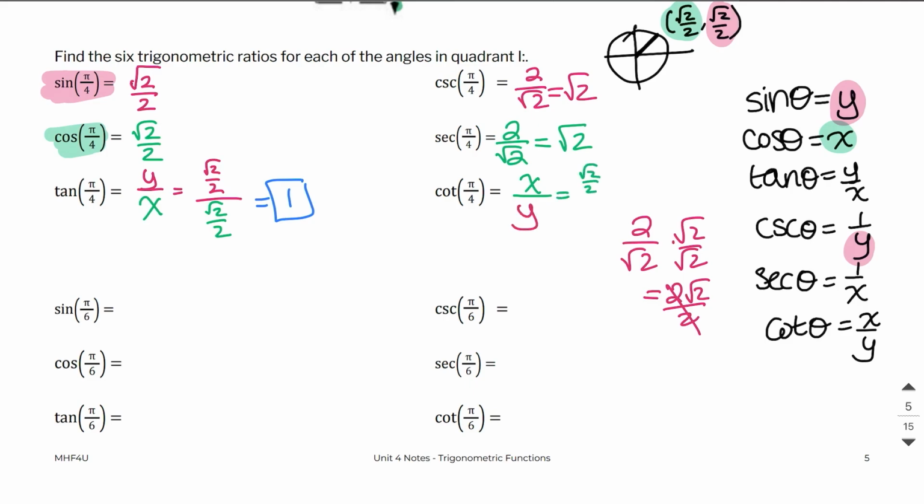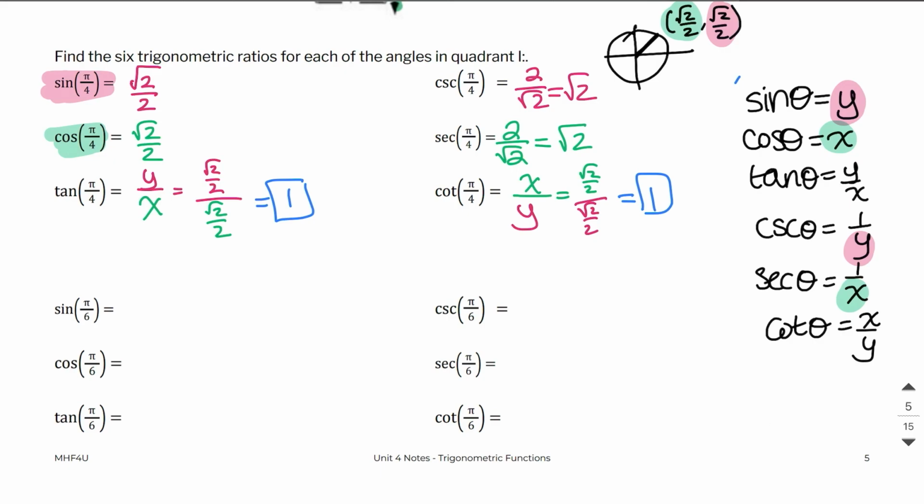And because the x is root 2 over 2, and the y is also root 2 over 2, our final answer here is also going to be 1. Also, I could just take the reciprocal of 1. All right, now for sine of pi over 6, I'm going to do the same thing.